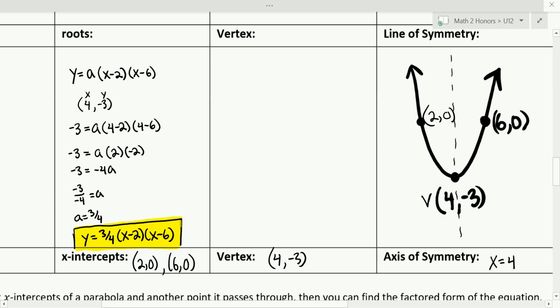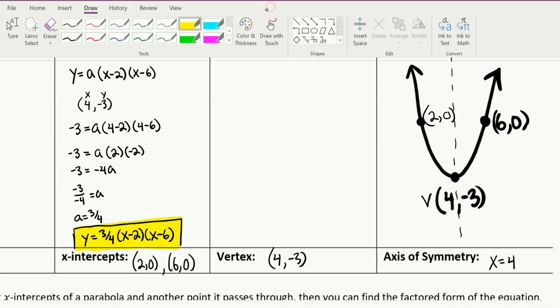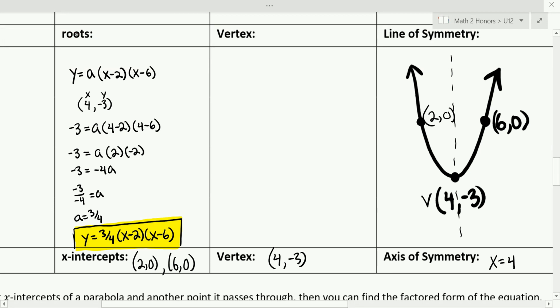What are we getting for A? 3/4? That's correct. And so there's our factored form. All right, once you have that, we can easily write our vertex form. And I'm going to ask, how about Sean? Give me my vertex form. Y equals. And we know our vertex is 4, negative 3. So not 4, but x. Good. Perfect. So we got our vertex form.